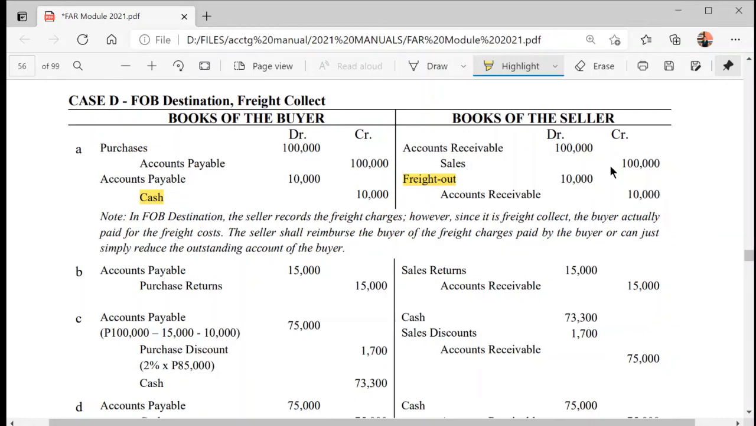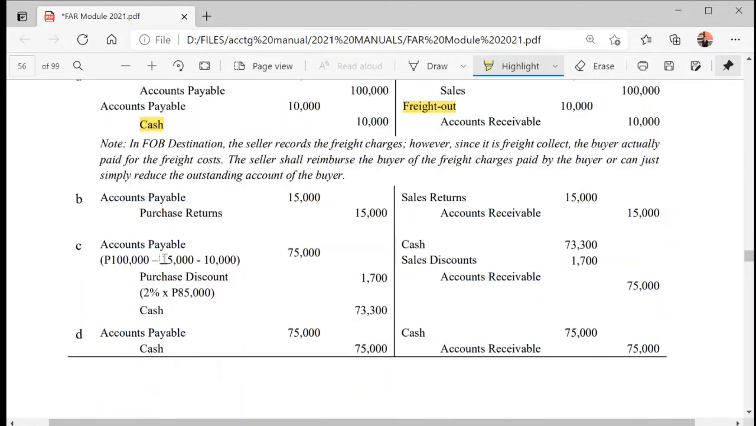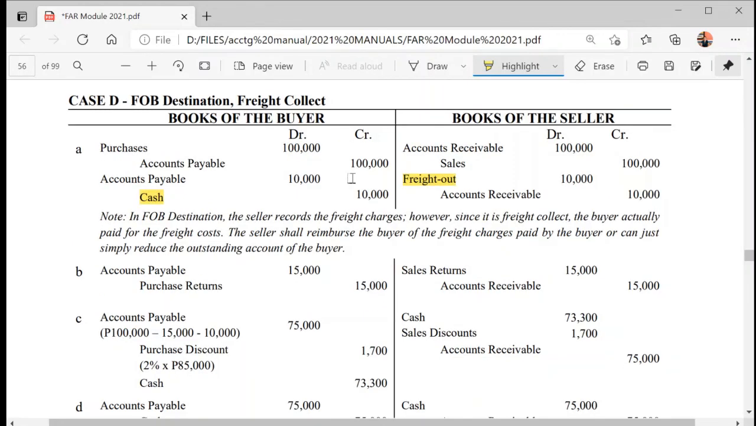Now, if the buyer pays within the discount period, how much would be the remaining accounts payable? So we have 100 minus 10, because of the freight that the buyer paid, which he should not have paid since he is not responsible for the freight. So the remaining would be 90,000, and then we have the returns of 15, so you have 75,000. The discount is again still based on the net purchase.